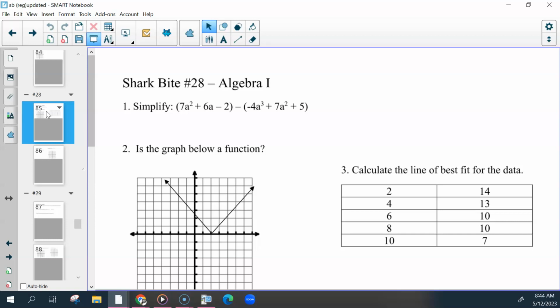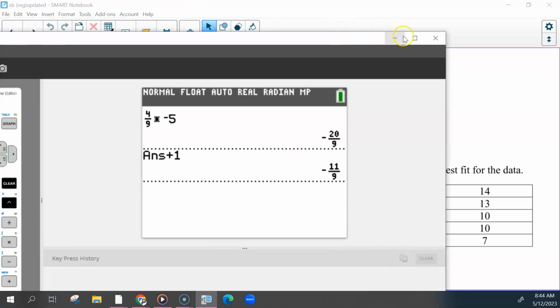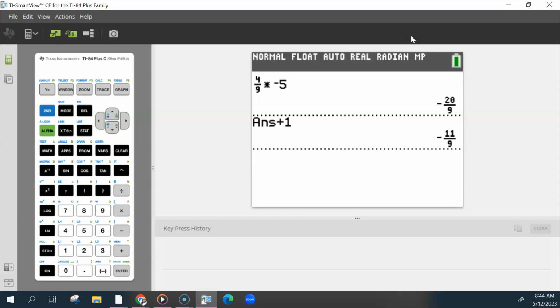So line of best fit is something we talked about a while ago, so we have to remember how to do it on the calculator. If you wanted to follow along, you would also need your calculator.